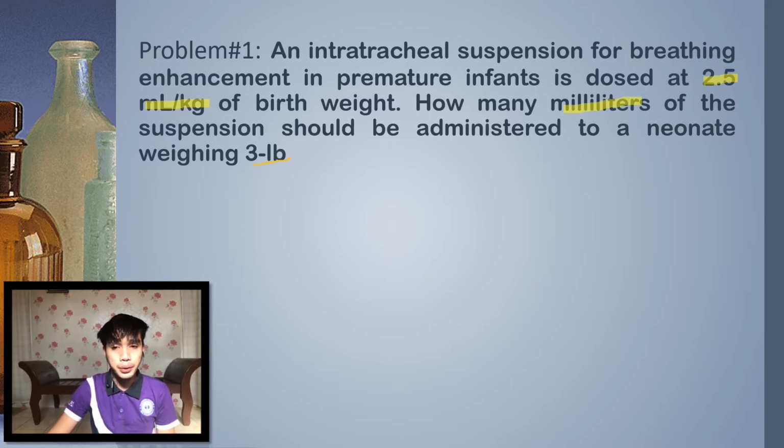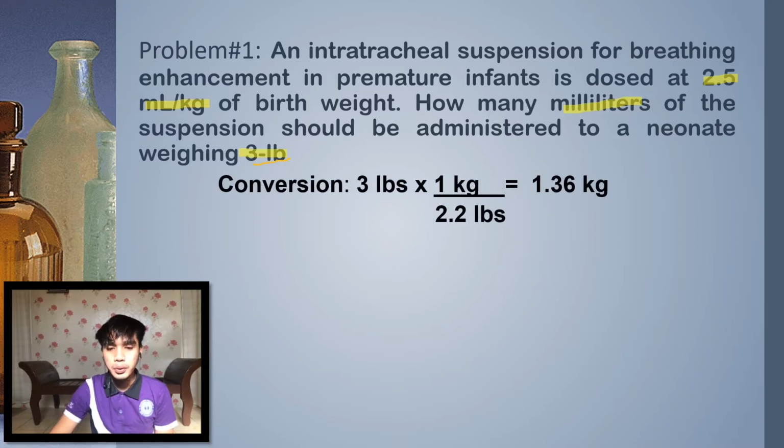Next, in order for us to calculate the dose of the neonate based on his or her body weight, we need to convert the given weight in pounds of the neonate into kilograms. Here, as you can see, it's 3 pounds. We need to convert that to kilograms in order for us to get the dose of the neonate based on his body weight. So, let's convert that one. Conversion.